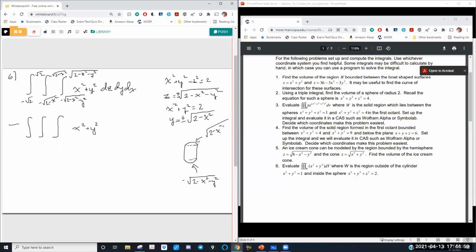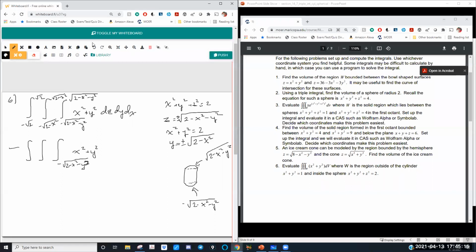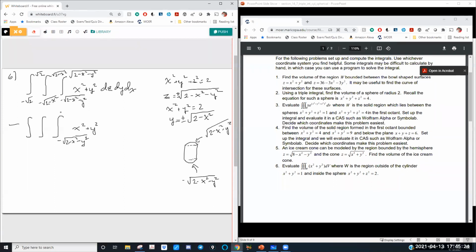So the z actually isn't too bad. Negative square root of 2 minus x squared minus y squared, up to the top part of the sphere.